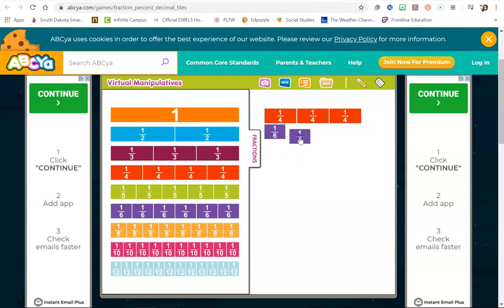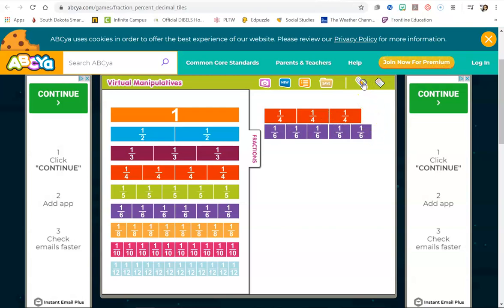1/6, 2/6, 3/6, 4/6, and 5/6. And if I look, they're lined up right here. And then if I look, 3/4 stops here, but 5/6 keeps going to the end right here.